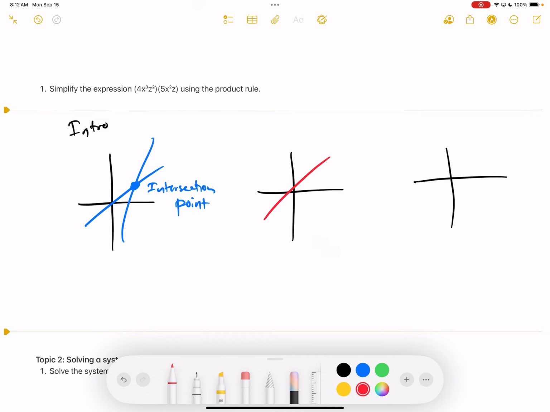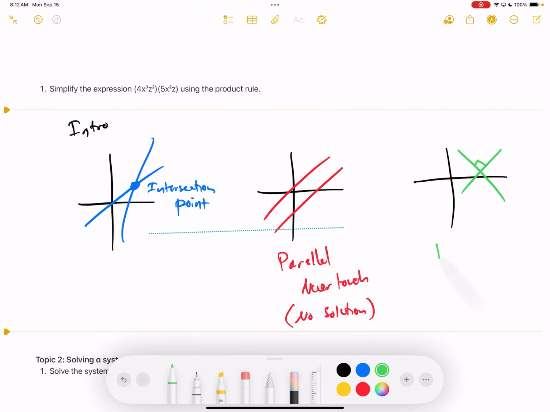The other 2 options, which we don't really talk about, are parallel lines. Parallel lines never touch, okay? So this would be a no solution type problem when we are looking for the intersection, because they never touch. So there is no intersection. There is no point that is on both of those lines. And then the last one is the way that we recognize things if they meet at a 90-degree angle. They are called perpendicular. They meet at a 90-degree angle.